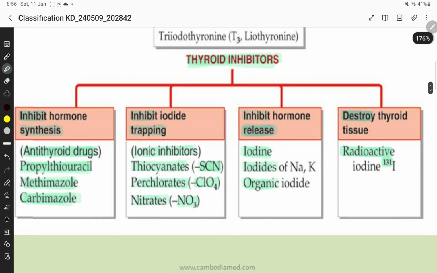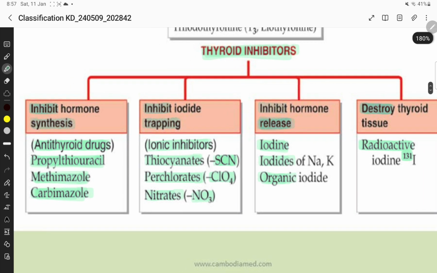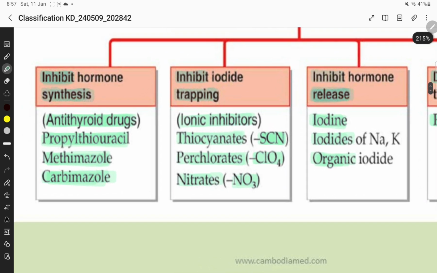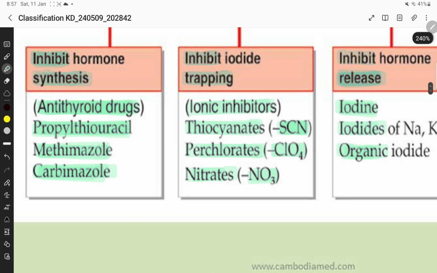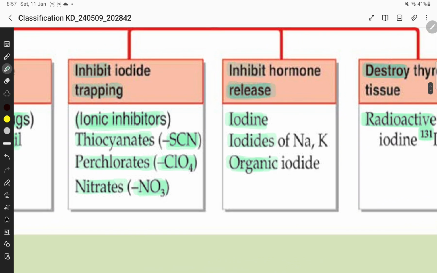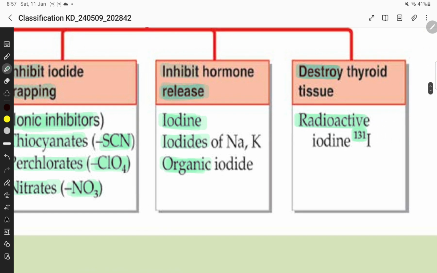So, four categories of thyroid inhibitors. First, the ones that inhibit hormone synthesis: anti-thyroid drugs like propylthiouracil, carbimazole, methimazole. Ionic inhibitors inhibit iodide trapping, like thiocyanate, perchlorate, nitrate. Then the ones that inhibit hormone release are iodine, iodides of sodium and potassium, and organic iodide. Then radioactive iodine, 131 iodine, will destroy the thyroid tissue.